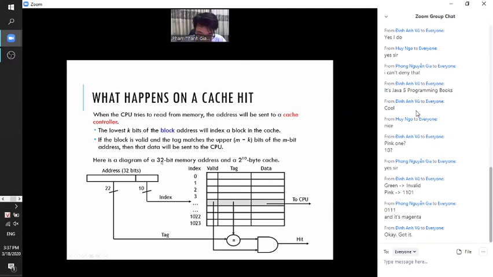So this is an example of a 22-bit memory address and two to the power of 10 bytes. It is quite a simple example. In that case, data is 1 byte. Normally it's not 1 byte; normally it is a block, a block of bytes. So in practice there is a little difference from this example.